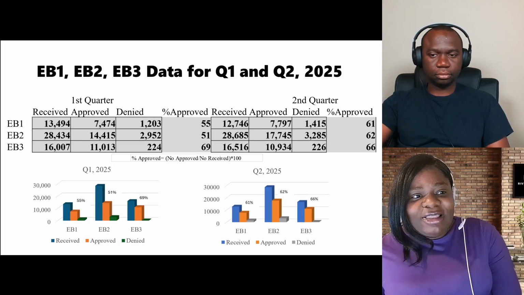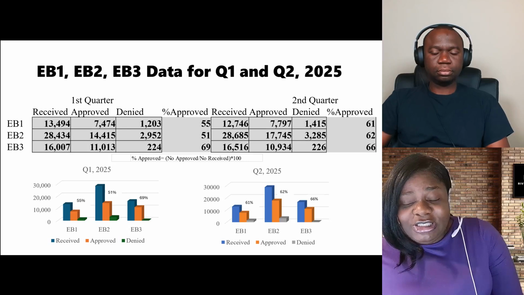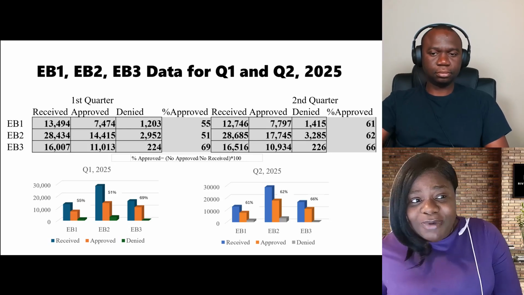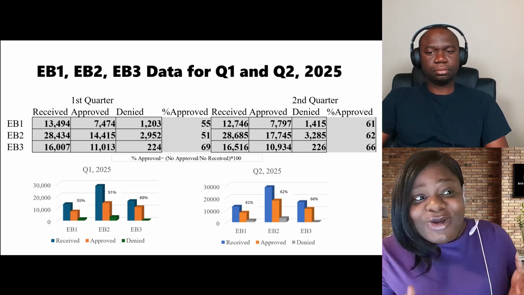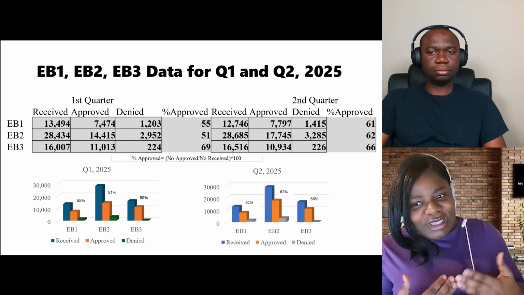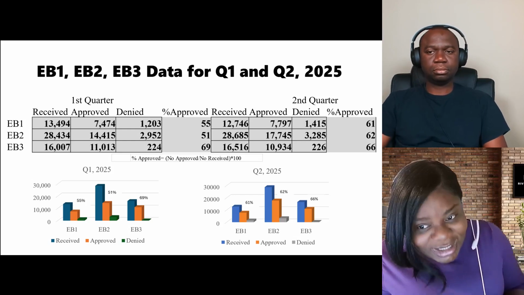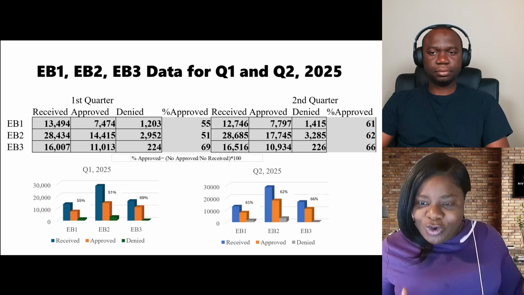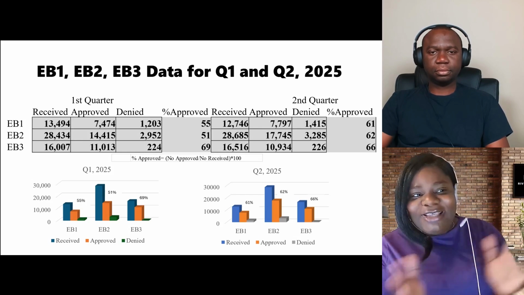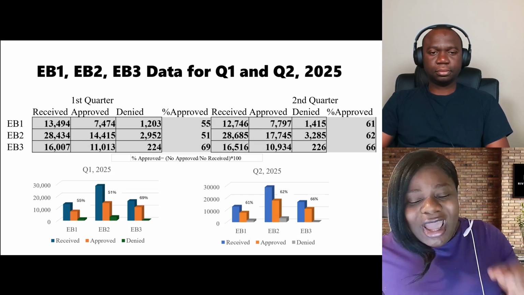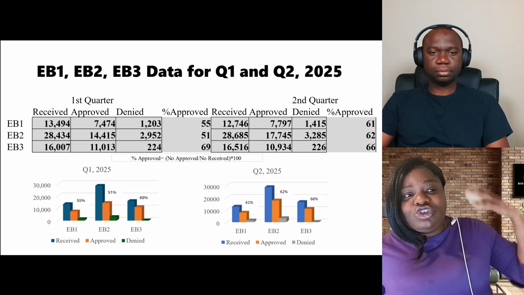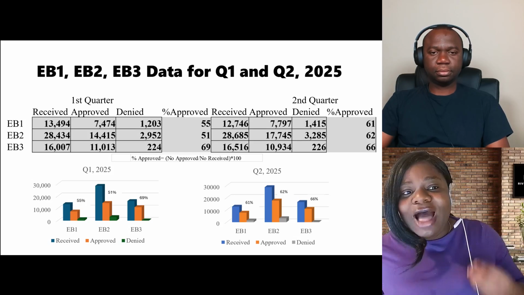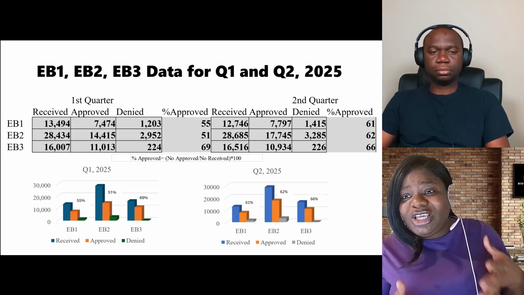Remember, the fact that 7,474 cases were approved for EB1 in the first quarter does not mean all of those cases were received in the first quarter. Some of them might have been received in the fourth quarter of 2024. But we are just working here with the exact data, and we are using that to calculate our percentage approved. At least you can see the trend.